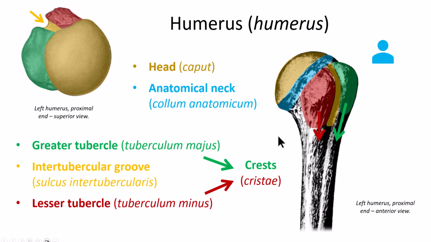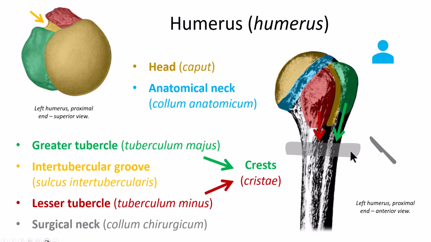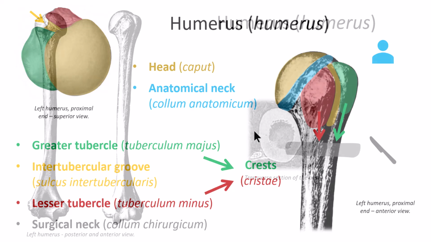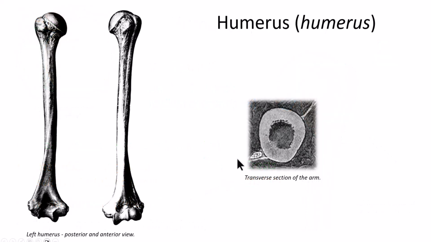Now it is time for the second neck. We talked about the anatomical neck, but there is also the surgical neck, column chirurgicum. It is located below the tubercles of the humerus and simultaneously connects the proximal part of the bone with the shaft. Because it is a common site of fractures of the proximal part of this bone, it was named the surgical neck. Now we will talk about the structures located on the body of the humerus.